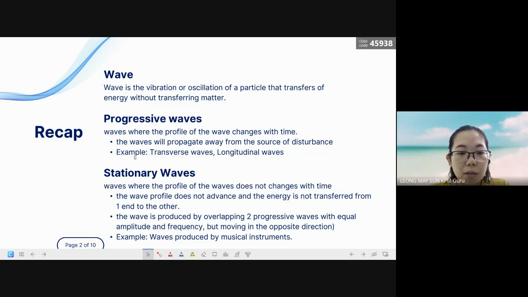Okay. A stationary wave, from the definition in the textbooks, is whereby the profile of the wave does not change with time. An example is the wave that is produced in musical instruments, whereby it just moves up and down only. All right, a progressive wave can actually move further away from the source of vibration.